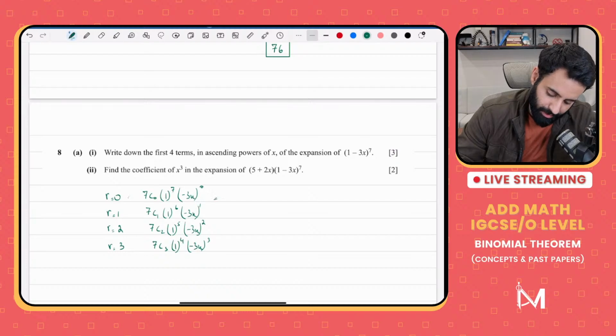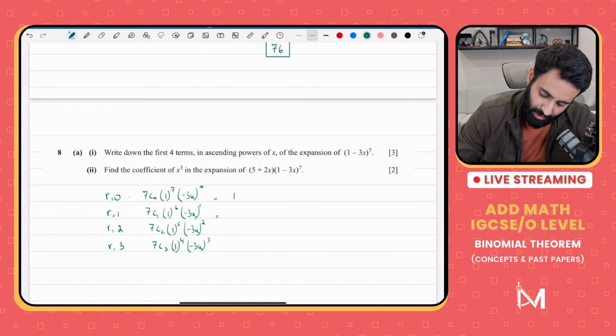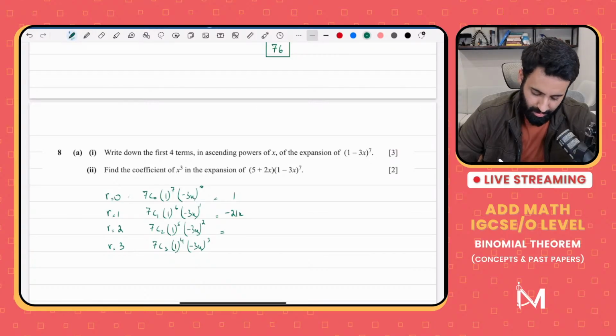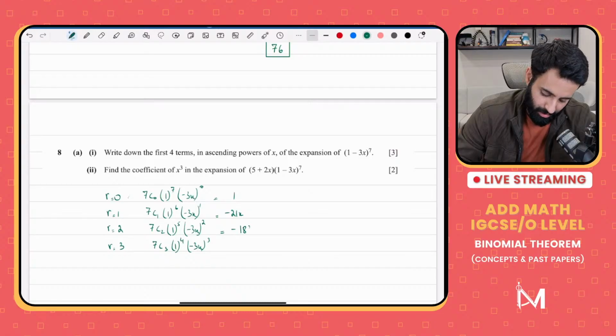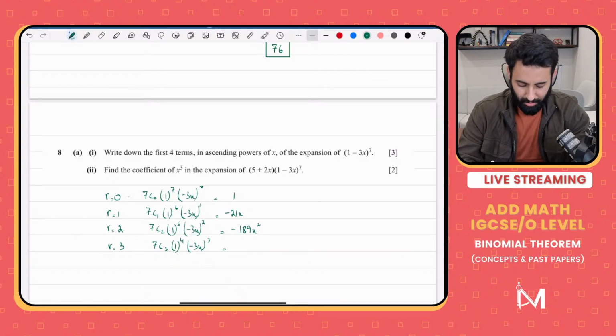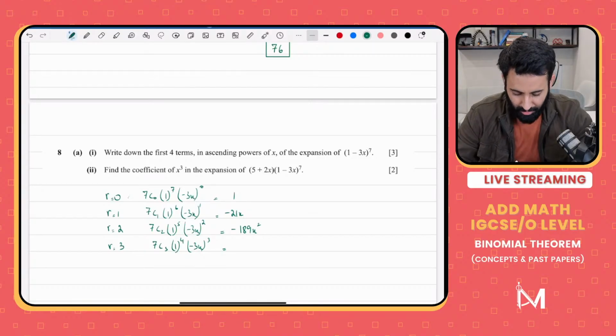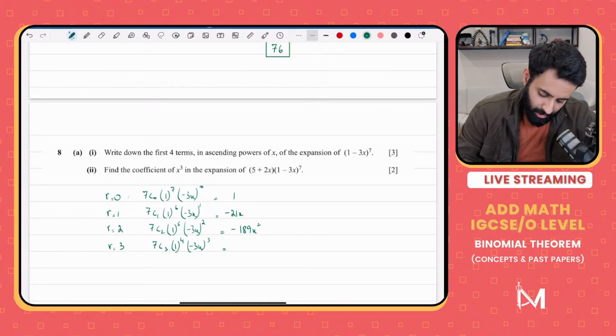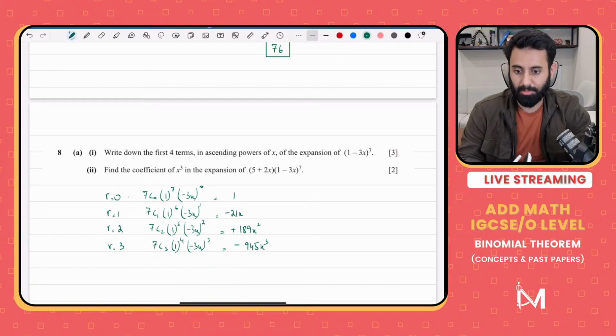Okay, so the first term, that's got to be 1. The second term will be minus 21x. Then 7c2 is 7, 6 or 21, 21 into 9. So minus 189x squared, and then positive, okay, I better work this out using a calculator, 7c3 into 27. So this will be, acha ye plus hoga, ye minus hoga, minus 945x cubed.